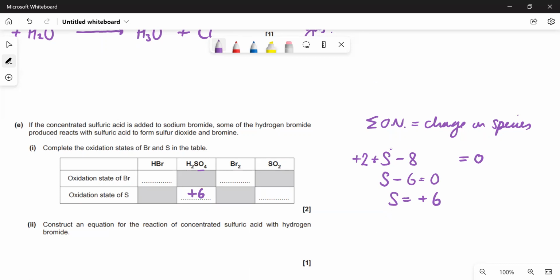In SO2 it is +4. Bromine is the uncombined element, so that's obviously 0. And in HBr, well, hydrogen is always +1, so bromine must be -1 there.